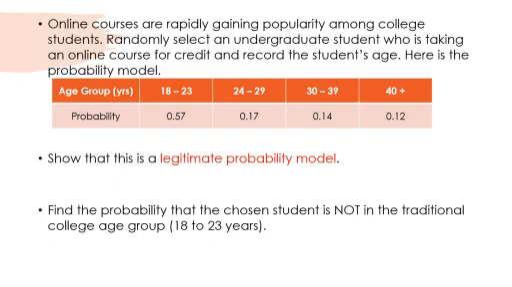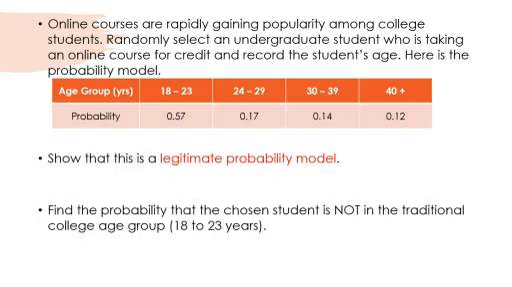All right, so let's do an example with this. Online courses are growing in popularity, and so on. Okay, so the table below shows the probability for given ages.